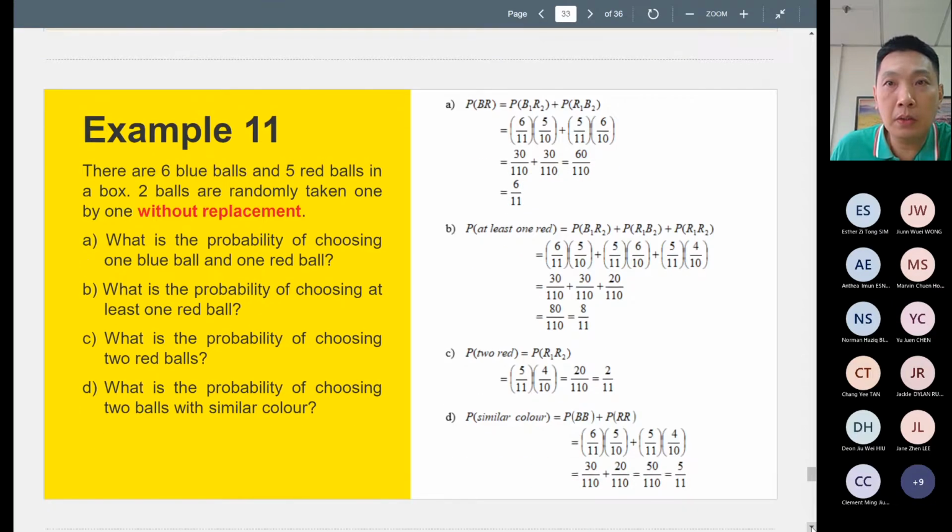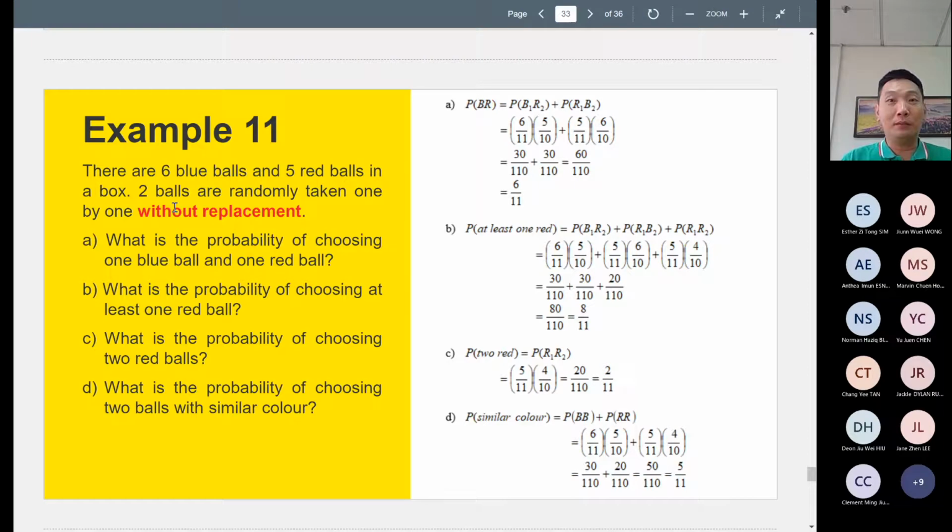This question, without replacement. If you see this type of question, without replacement, that means choosing the first ball and choosing the second ball are dependent events, two dependent activities, if the question is set in this way.